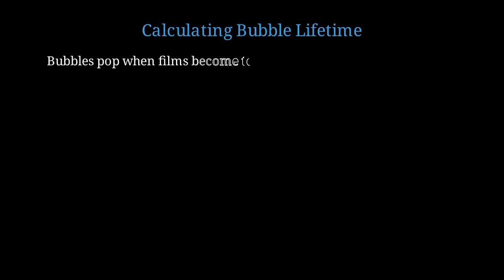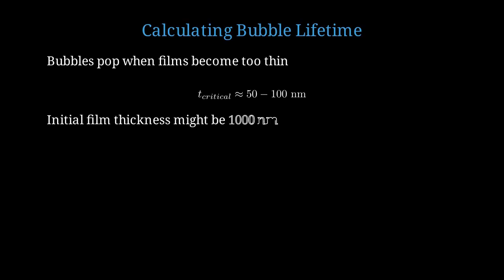A bubble pops when the liquid film becomes so thin that it's unstable to thermal fluctuations or dust particles. The critical thickness, t-critical, is typically around 50 to 100 nanometers. A freshly formed soap bubble might have a film thickness, t-initial, of approximately 1,000 nanometers.